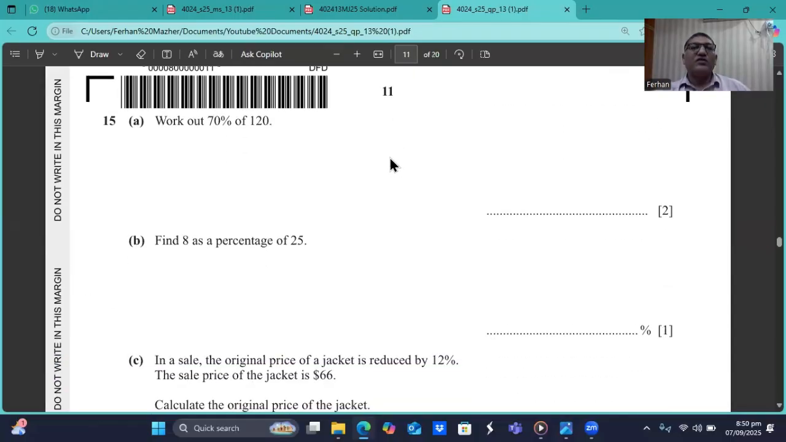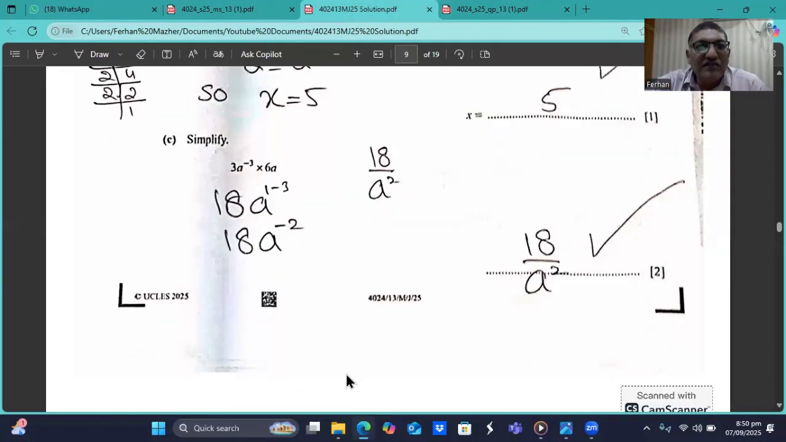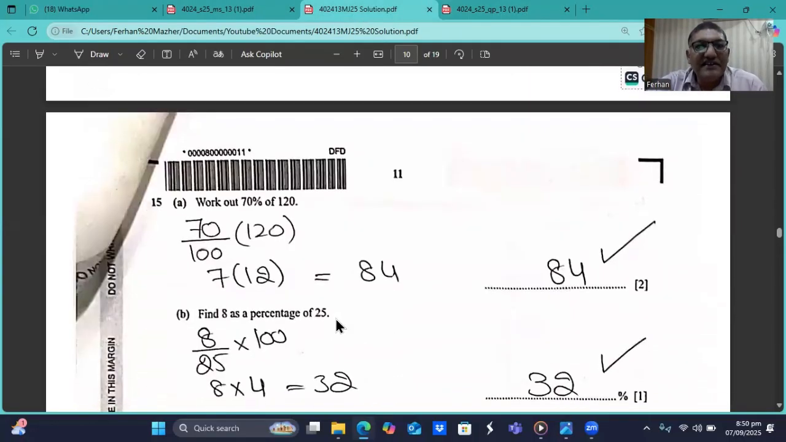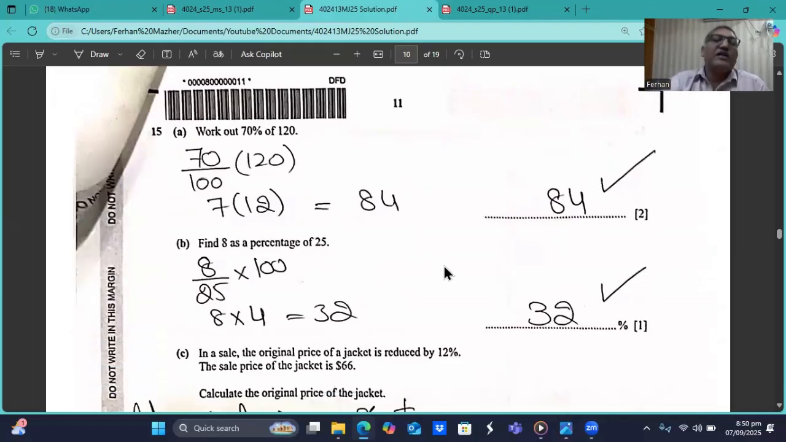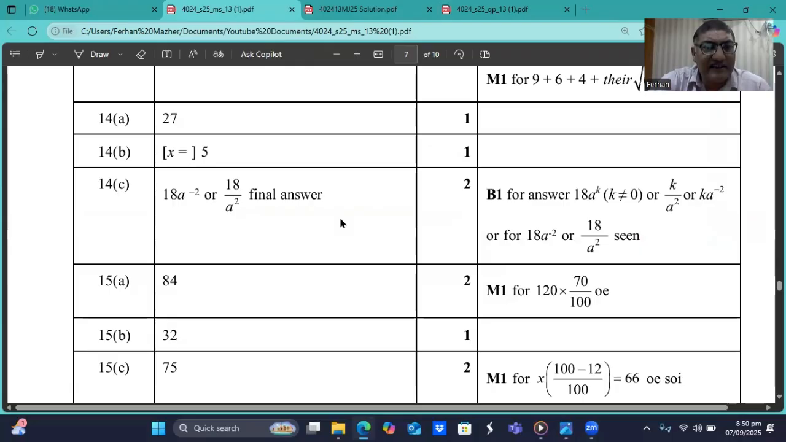Okay, so now we are on question number 15. This is question number 15 showing up on the screen. He says, work out 70% of 120. 70% of 120. So I will write 70 divided by 100 multiplied by 120. So you will have 70 divided by 100 multiplied by 120, 0, 0, cancel. So you are left with 7 into 12, that is 84. So 84 is the right answer, sir.